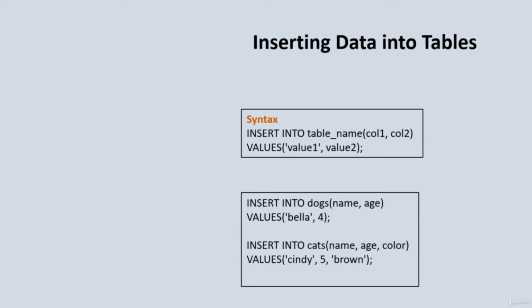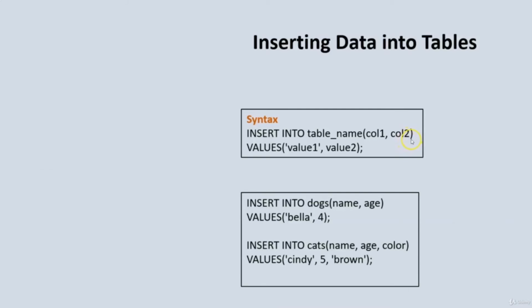Let's take a look at the syntax to insert records into a table. We have the keywords insert into, followed by the name of the table. We open our parentheses, and we have to indicate which columns we want to insert values into. So we have column 1, and then we have column 2. If we have more than 2 columns and we want to insert records into all of those, we have to indicate that here as well.